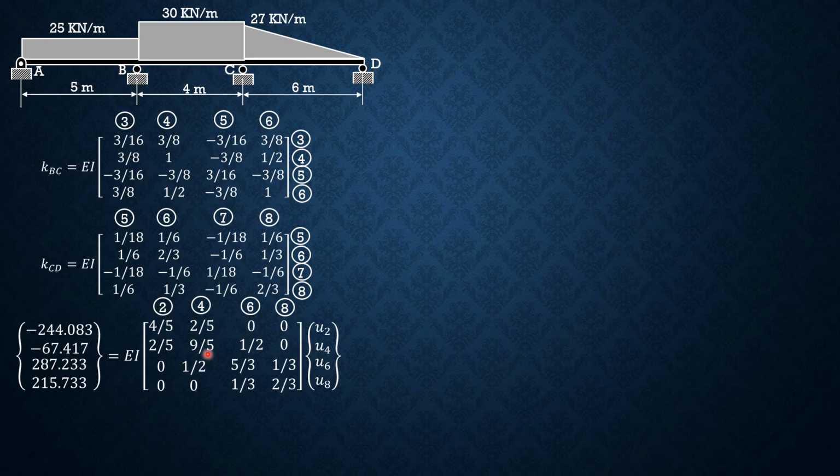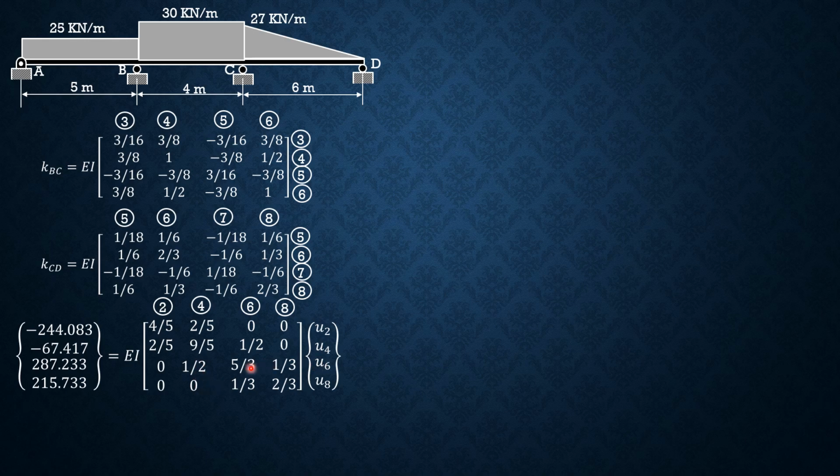Then we have 4, 4. We have 4, 4 for member AB plus 4, 4 here, which is 1. It was 4/5. So 4/5 plus 1 is 9 over 5. So 9 over 5 here. We have 4, 6. We only have 4, 6 here, which is 1/2, only for BC. Then 4, 8 is none, so 0. So we copy 1/2 and 0 here.